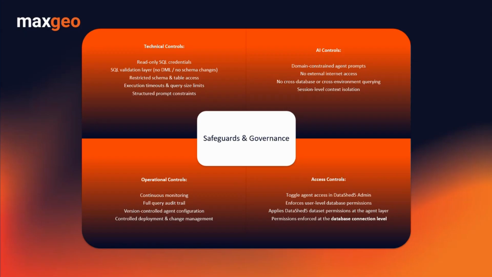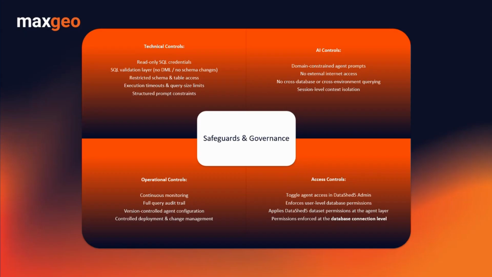AI controls domain constrained agents again. So each agent, again, only acts on what it knows. You cannot ask the agent, hey, tell me what the price of apples is at Coles. It's going to have absolutely zero idea. And it will just come back to you and say, hey, sorry, I'm a data insights agent. Please ask me questions about your database. Has no external internet access at all. So it cannot go query the internet or pass that data to the internet or anything else. It is all completely controlled within the domain.